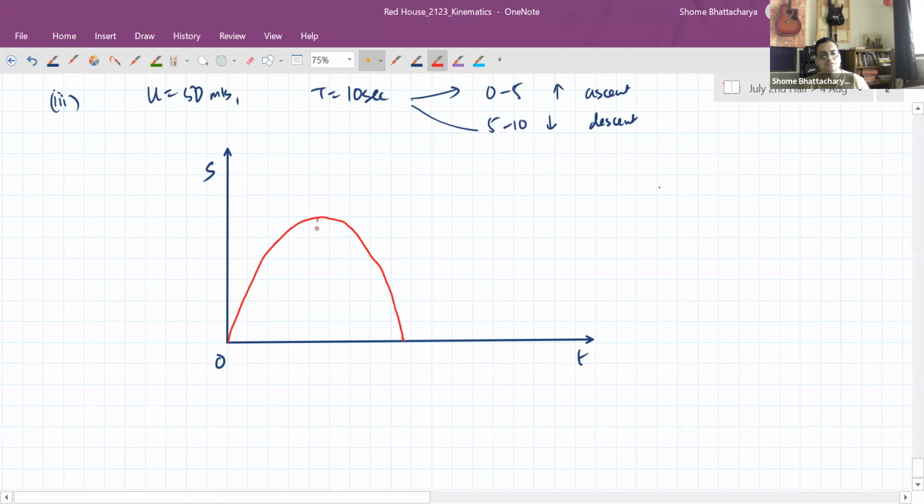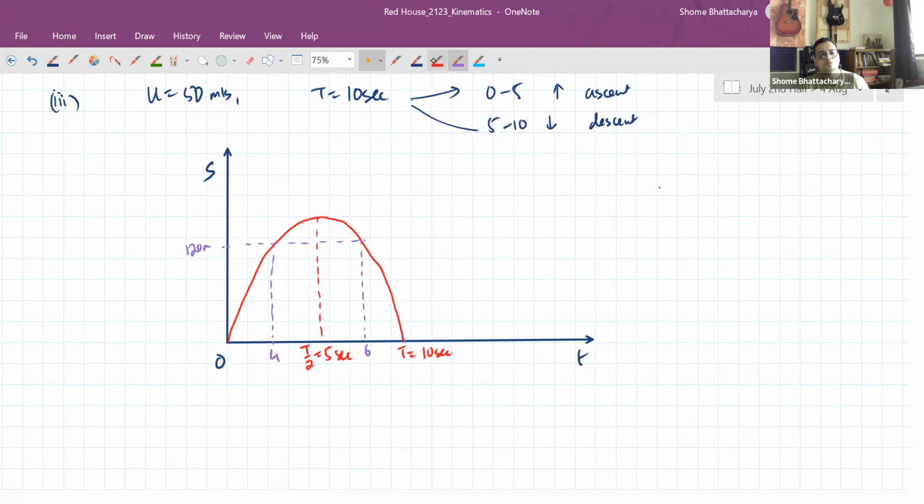Because this time is 5 seconds, this is half the total time. That's why, first of all, in the second part, what we got is that at 4 and 6 seconds respectively, the displacement was the same, right? It was 120 meters. That also tells you how much further down it is coming from 5 to 6 seconds, because all this we have already calculated in the second part.